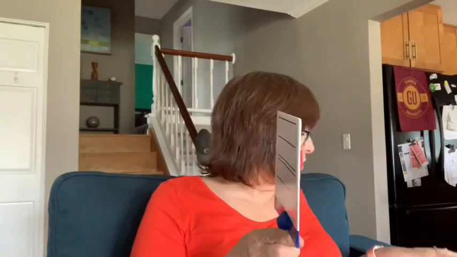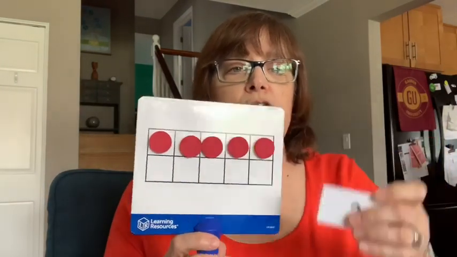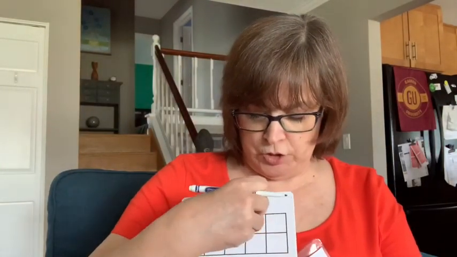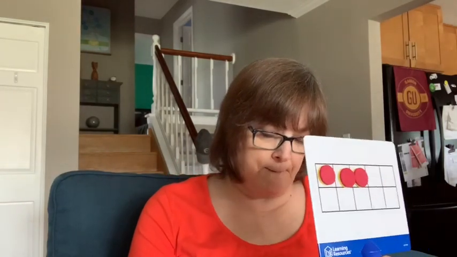Let's put our 5 back on the frame. Okay, let's try a new one. Ready? Oh, here's a new one. What's that? That's a 2. So we start with, what do we start with? 5 minus 2 equals, so 5, we got 5. Take away the 2 equals 3. Good job, friends.